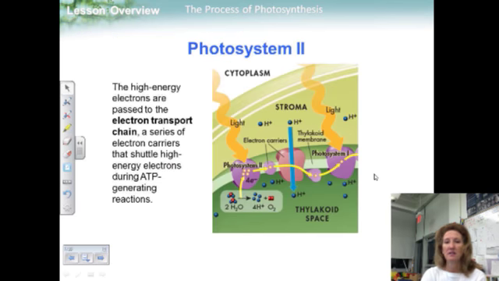All right. So light energy is absorbed by electrons in the pigments. Here comes the light energy within photosystem 2, increasing the electron's energy level. The high energy electrons are passed through the electron transport chain, which is a series of electron carriers that shuttle high energy electrons during ATP generating reactions.